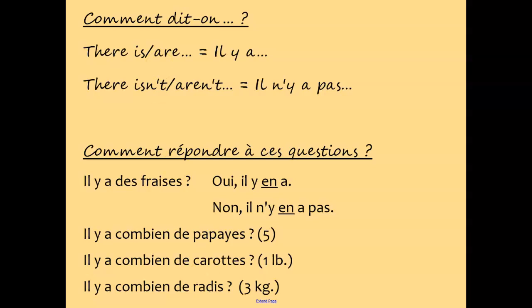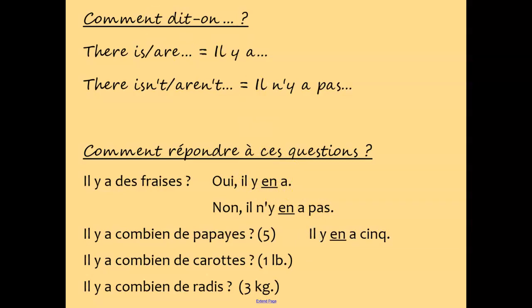Alors, il y a combien de papayes? We're going to get rid of the de papayes, but of course, we're also going to get rid of the combien because that's a question word. So that's not going to be in our answer. So we need the il y a, we need the 5, and of course, we need our object pronoun en in our answer. So we would say, il y en a 5. There are 5 of them.